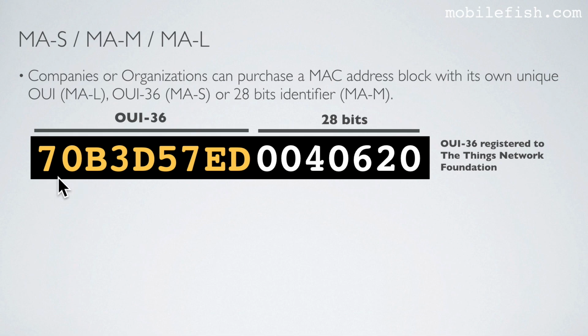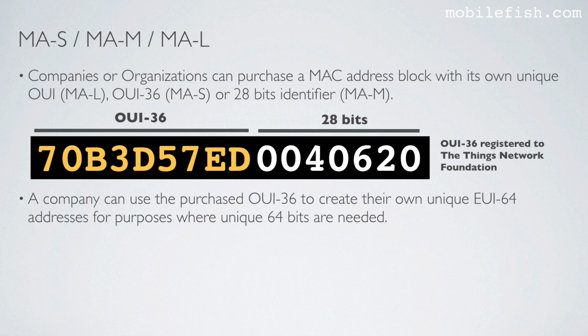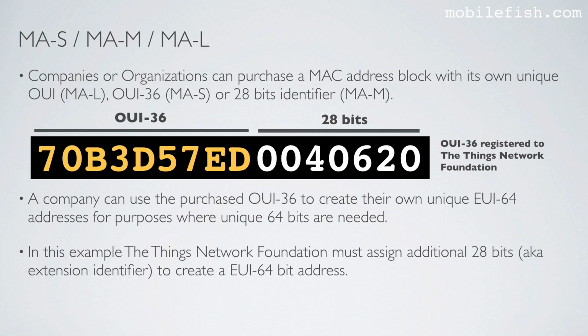As mentioned earlier, this OUI-36 is registered to The Things Network Foundation and is part of the MAC address block small. And this is an EUI-64 address. A company can use the purchased OUI-36 to create their own unique EUI-64 addresses for purposes where unique 64 bits are needed. In this example, The Things Network Foundation must assign an additional 28 bits, aka extension identifier, to create an EUI-64 address. The Things Network Foundation can freely set these 28 bits.